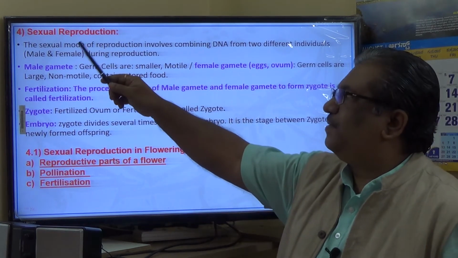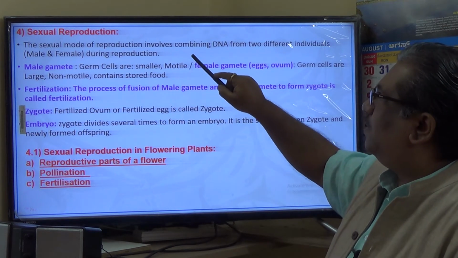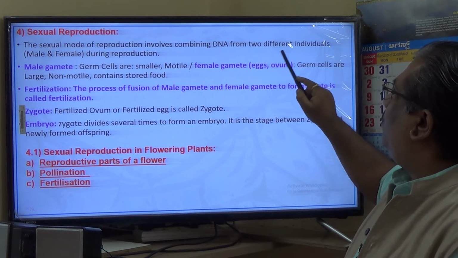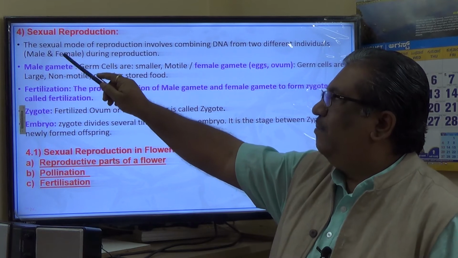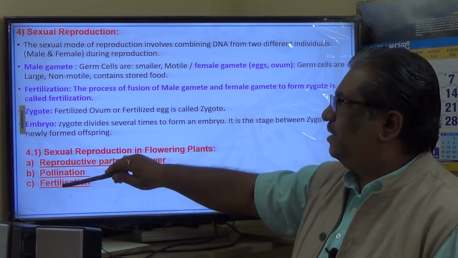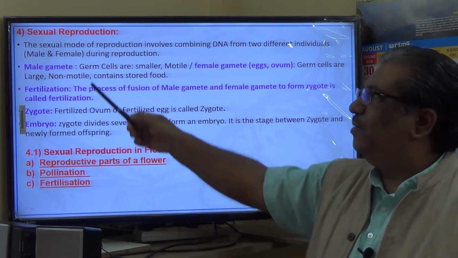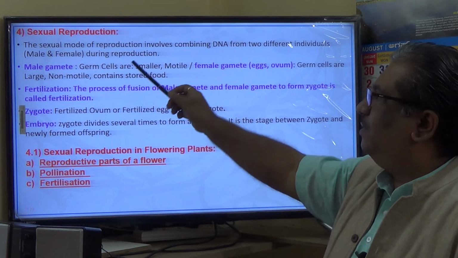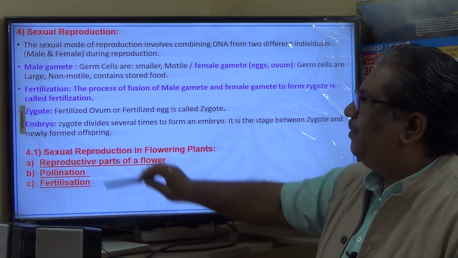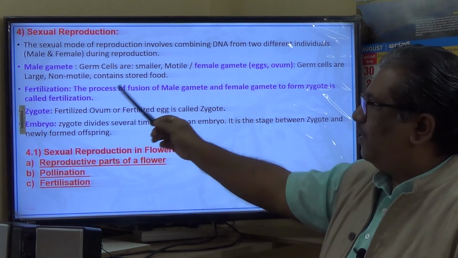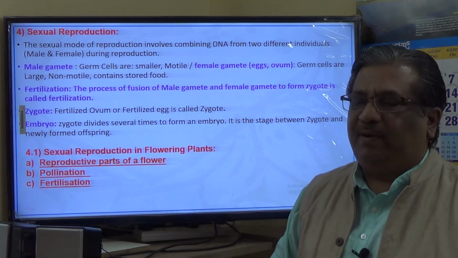With this, let us proceed with the definition of sexual reproduction. The sexual mode of reproduction involves combining DNA from 2 different individuals, male and female, which we call a mother and a father, or both the parents we can also say, during reproduction. So it involves 2 individuals, one should be a male and one should be a female. Couple of terminologies we need to understand: male gametes, female gametes, what is fertilization, what is zygote, what is embryo. These are the few basic terminologies.